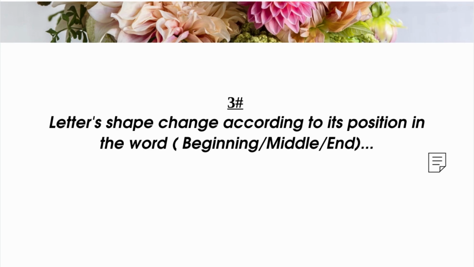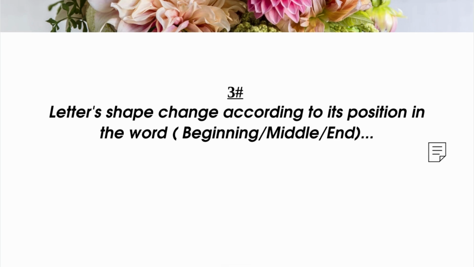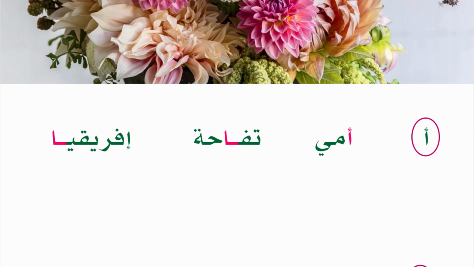Rule number 3. Letters' shape changes according to its position in the word: at the beginning, in the middle, or at the end. This last rule was already mentioned earlier. All you have to do now is to notice and copy what you see. You will see how each letter adjusts to fit in the word. Now let your eyes record your notes before we use pens.